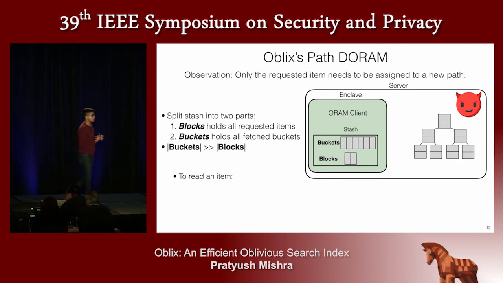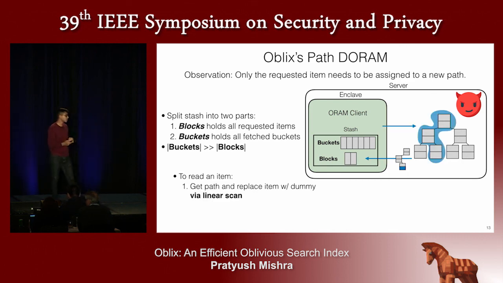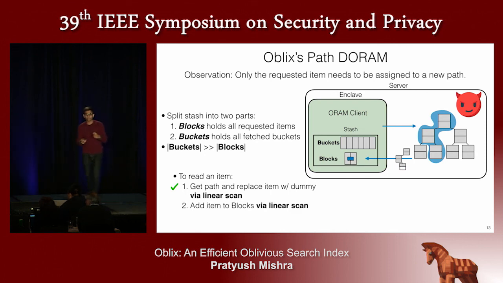So let's see how you can perform a read in this new architecture. As before, we get the path from the server, but before we insert it into our stash, we scan the path and replace the item that we wanted with a dummy item. This is data independent because we're doing this via linear scan. Next, we take this explicitly requested item and add it to blocks, again via linear scan. So this is again data dependent.